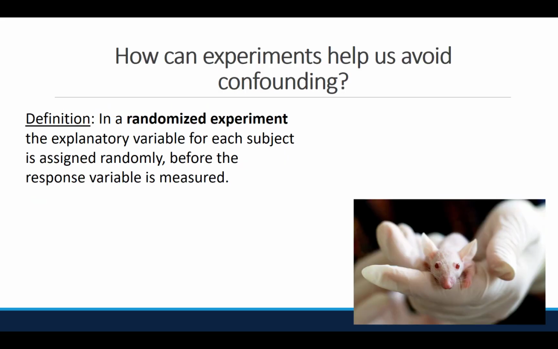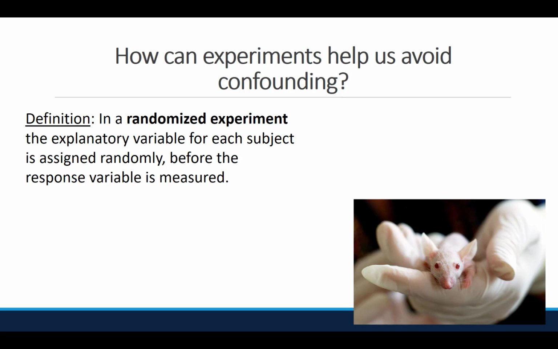How can experiments help us avoid confounding? Performing an experiment does not guarantee that confounding is not present. Careful setup and execution of an experiment can prevent the chances of confounding being present. The best way to prevent confounding is to assign values of the explanatory variable randomly.